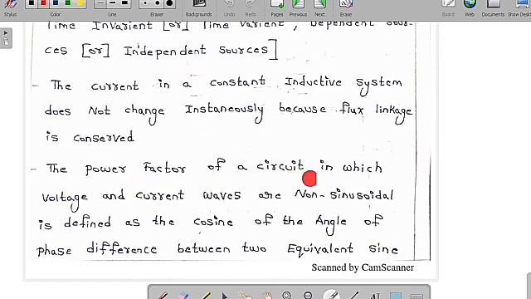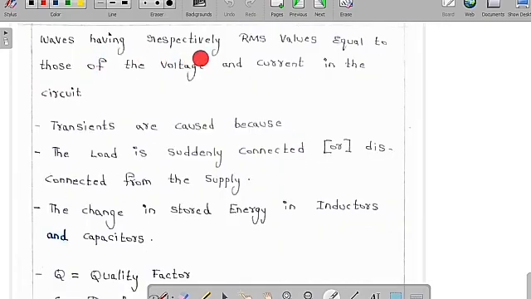The power factor of a circuit in which voltage and current waves are non-sinusoidal. Suppose a circuit contains voltage and current that are non-sinusoidal, then it is defined as the cosine of the angle of the phase difference between the equivalent sine waves having RMS values equal to those of the voltage and current in the circuit.